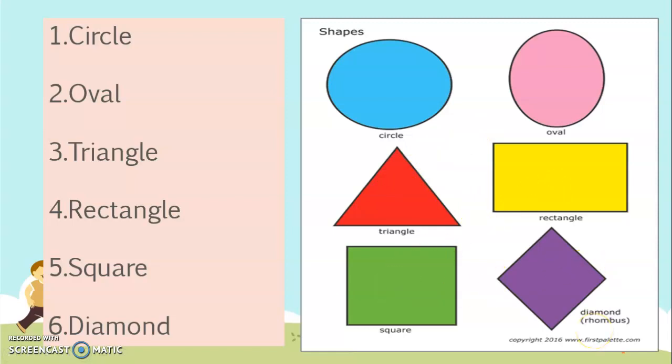Okay, now I will explain in Malay. Baiklah, sekarang saya akan beritahu makna dalam bahasa Melayu. Circle ialah bentuk bulat, oval ialah bentuk bujur, triangle ialah bentuk segitiga, rectangle ialah bentuk segi empat tepat, square ialah bentuk segi empat sama, dan diamond ialah bentuk intan.